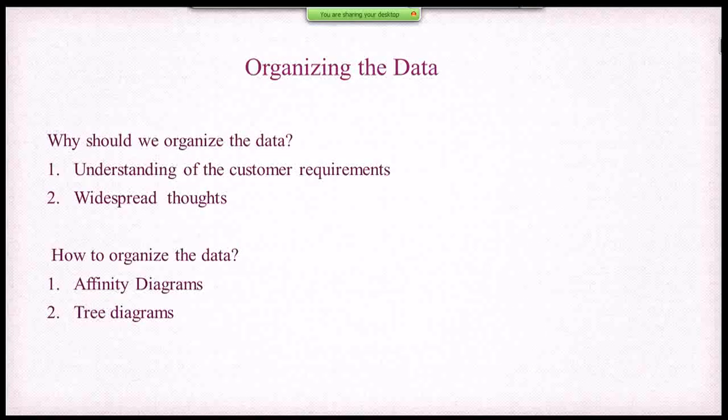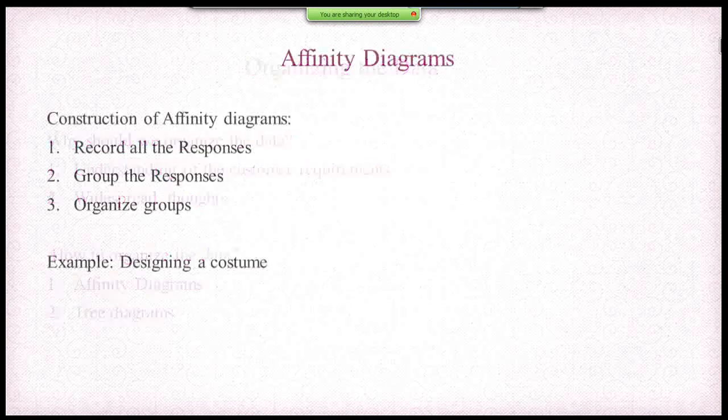But from the voice of customers, what we get is unorganized data, that is unstructured data. So how do we organize this data? The customer requirements are nothing but widespread thoughts, so we need to organize the data. It is mandatory. We do this by using 2 main diagrams, the affinity diagram and the tree diagram. In the affinity diagram, first we ask the customers for their input and we collect all their requirements, then we record all these requirements, group these responses, and then organize these groups.